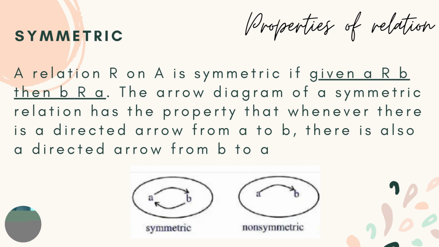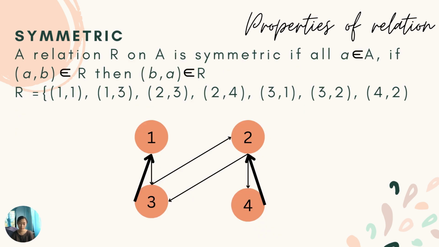Then symmetric. For symmetric, if given A is related to B, then B is related to A. So, looking at the figure, yan. So, we move to the example para mas malinaw. Basta, again, there is a directed arrow from A to B and B to A. Yan. Pag nilapat na natin sa mga set of elements, yan.